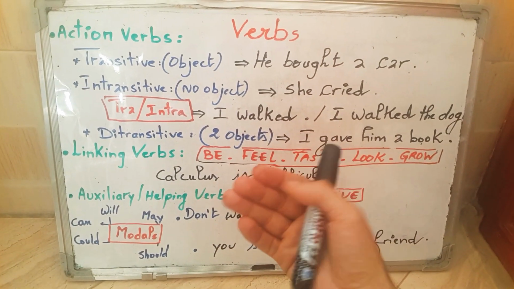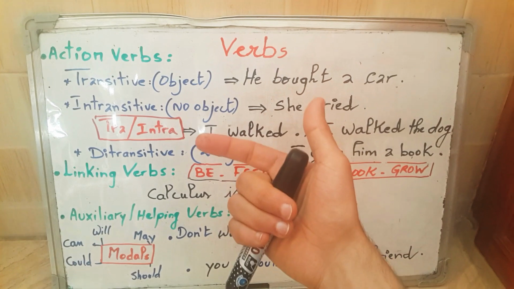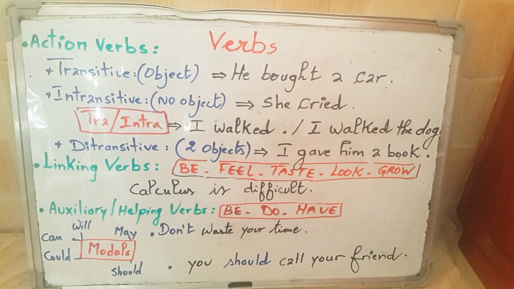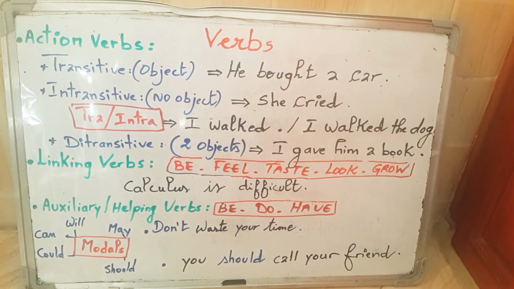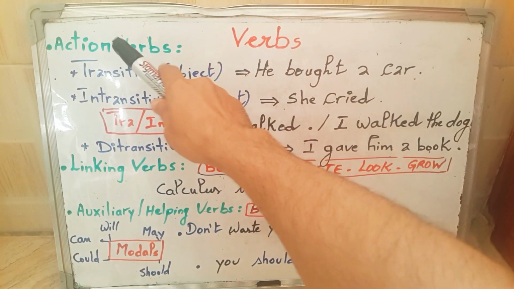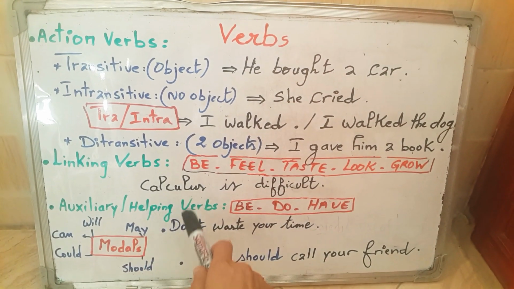In my last videos, I talked about some parts of speech, namely adjectives, nouns, and pronouns. Today we have a little class about another part of speech that lies at the heart of the English sentences, which is verbs. So here we have the three categories: action, linking, auxiliary, or helping verbs.